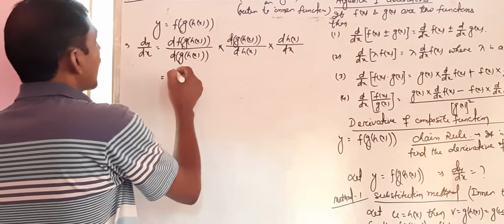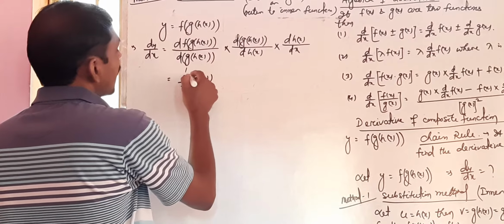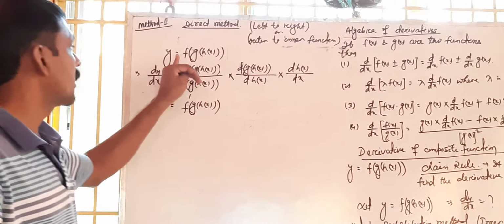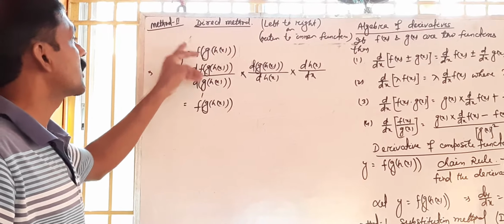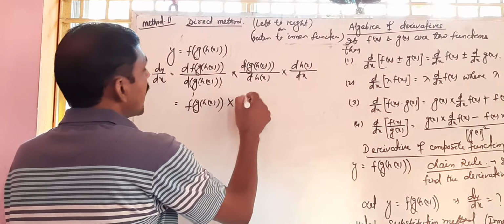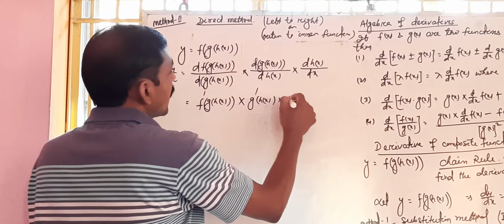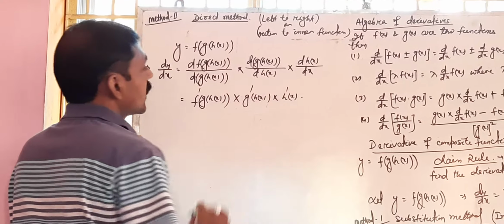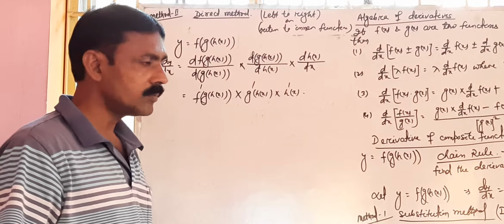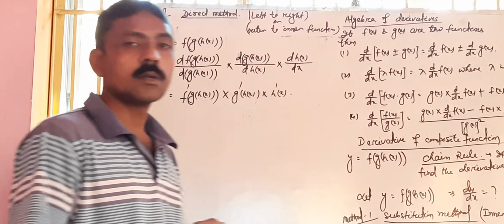So now we can write it as f dash of g of h of x, because derivative of f of x is f dash of x. So derivative of f of g of h of x, outermost function f dash of this, into, it can be written as g dash of h of x into h dash of x. So in this way also you can find the derivative of a composite function using chain rule.